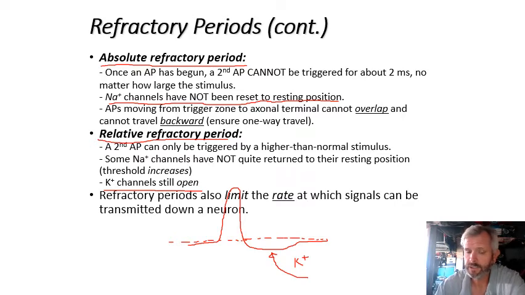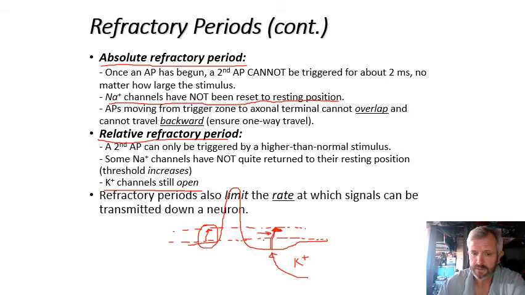My initial stimulus to get an action potential was to go from negative 70 to negative 55. Is my membrane potential at resting here? No. When the potassium channels are slow to close and I'm still in that after-hyperpolarization, it's below resting membrane potential. To get to threshold, I have to get to negative 55. You can see this stimulus is much larger than this one. So in the relative refractory period, I have to have this larger stimulus to get a second action potential, because the potassium channels are still open and I'm below resting membrane potential here.